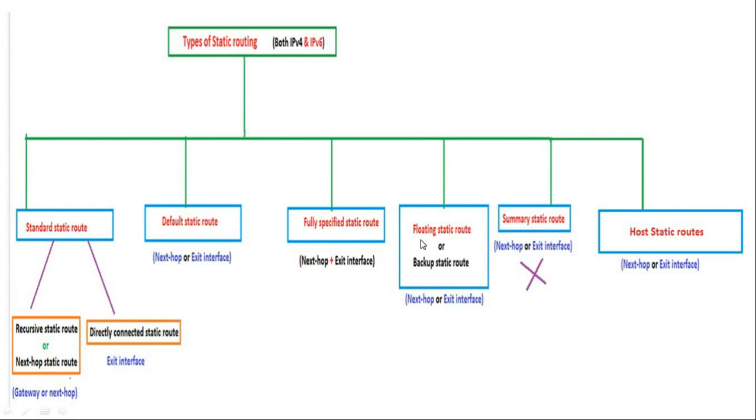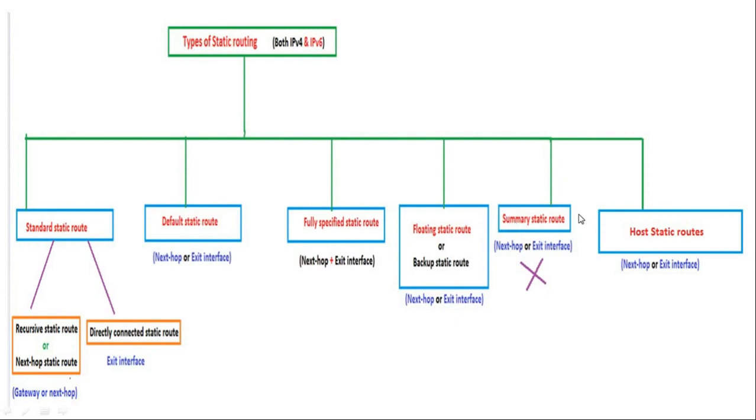The next one is floating static route, or backup static route. It means what? Floating static route, one more name is backup static route. In floating static route or backup static route also, we use the same logic. We can use either next hop or exit interface. For example, configure next hop floating static route, that means you have to use the next hop, the gateway address of the router. If the question says configure directly connected floating static route, that time you have to use exit interface. So which one you have to use is again based upon the question.